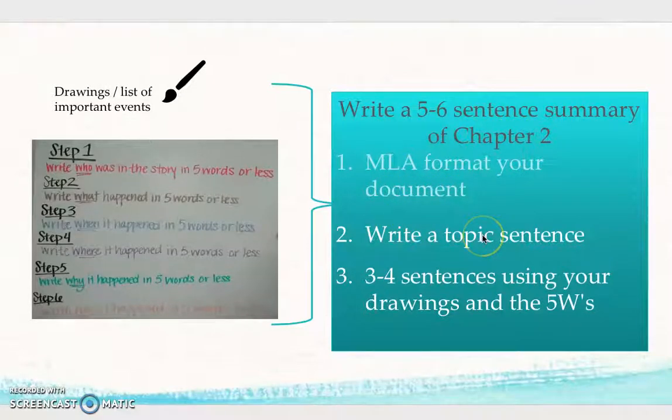Write a topic sentence, and then again, use 3 to 4 sentences from these bullet points of your drawings and your 5 W's and an H to create the rest of your summary. Don't worry if it takes you longer than 5 minutes. That's a guideline. Remember that a summary is very general, so don't spend a lot of time on this, but do an excellent job. I look forward to seeing what your writing looks like.